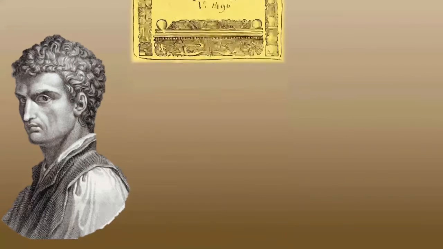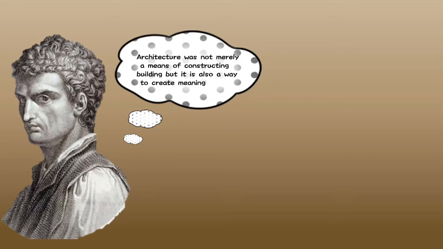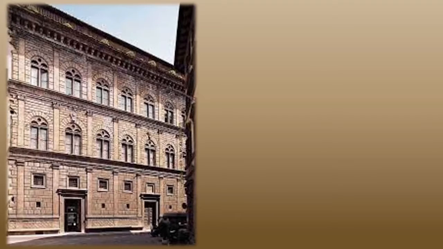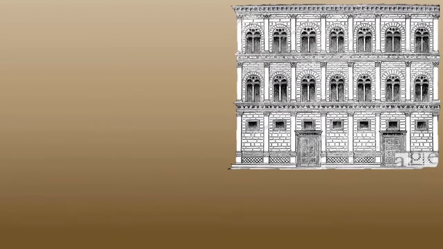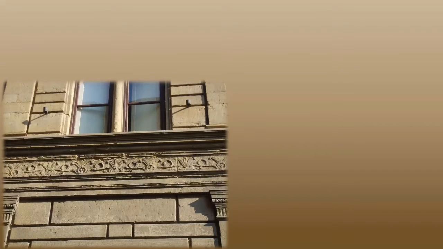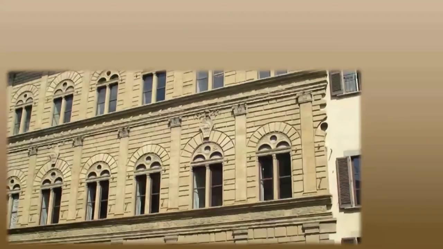He proved that architecture was not merely a means of constructing buildings, but it was also a way of creating meaning. Palazzo Rucellai, which he constructed from 1446 to 1451, was commissioned by a wealthy merchant family, the Rucellai. The building has a facade that has been divided into 3 tiers, with horizontal entablatures that run across the facade. The first tier gives a sense of strength by using rusticated stone, as well as large stone blocks, square windows, and a portal of posts and lintels construction in place of arches.